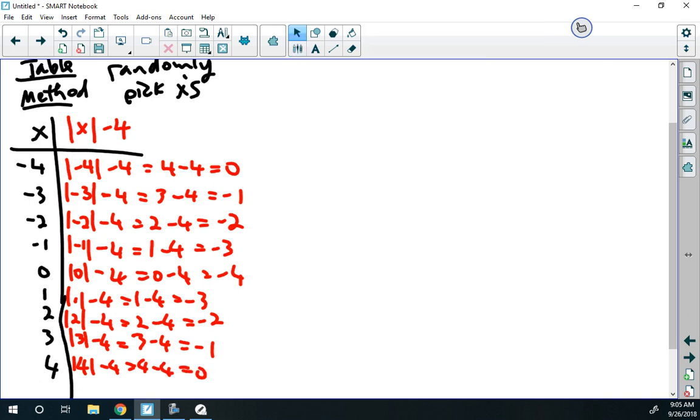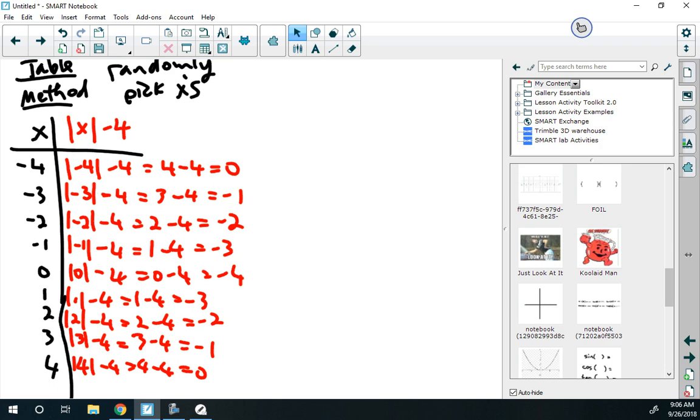I don't know about you guys, but that's way more work than I ever want to do. That's too much work. But anyway, I told you I'd show you, so there it is. So I've got these points now that I could use to graph this thing.